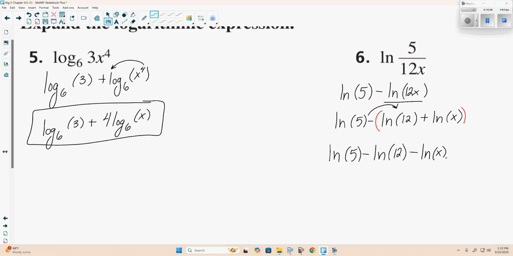So this is really the only case where we have to be careful: if we have more than one term in the bottom of the fraction, in front of each of those logs, we'll end up with a negative.